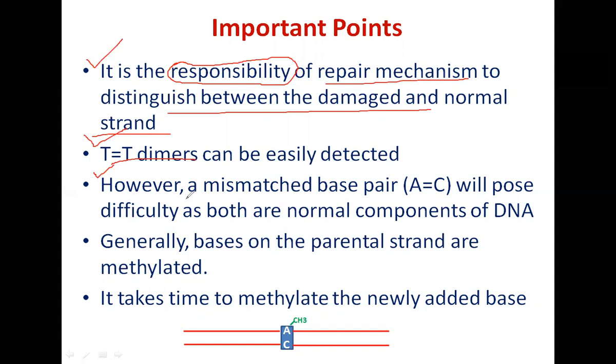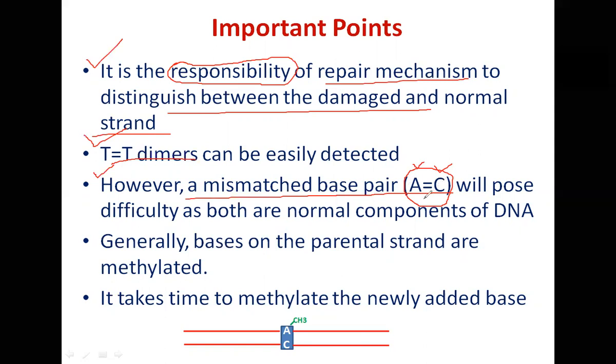For example, when you have a mismatched base pair in the DNA, in spite of the fact that the DNA synthesizing enzyme, whether it is DNA Pol 1 or DNA Pol 3, has proofreading activity. In spite of that additional feature in the enzyme, mistakes sometimes may still be there. So you may have a mismatched base pair. So this is mismatched, but both the bases A as well as C are normal to the DNA. A is also a normal component of the DNA and C is also a normal component of the DNA.